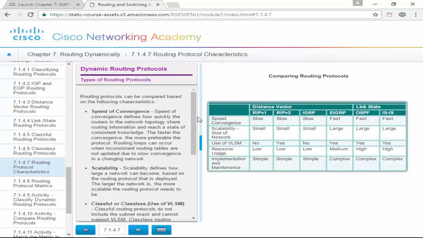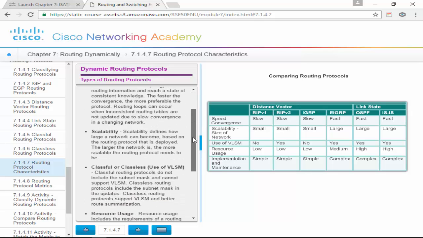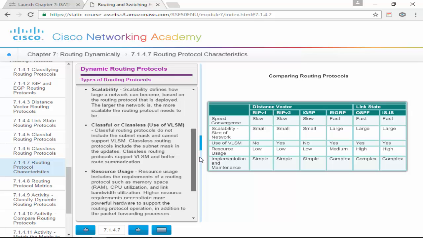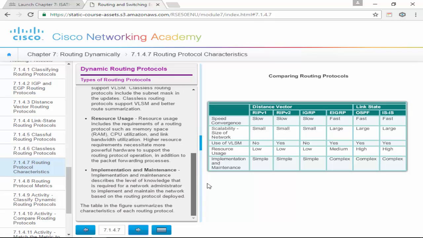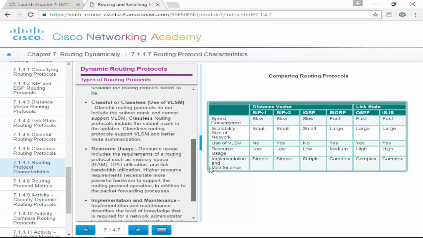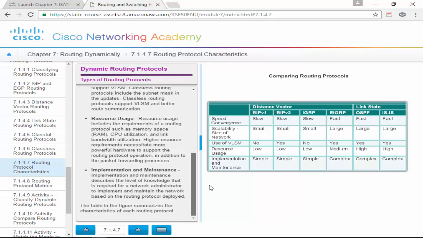Routing protocols, convergence, right? So why do we pick them? How fast they converge, the scalability, are they classful or classless, how many resources they use, and implementation and maintenance. I don't know that we do that. Well, I guess that's installing them. OSPF and EIGRP, they say complex, but you can get them set up pretty easy. But they can be extremely complex.